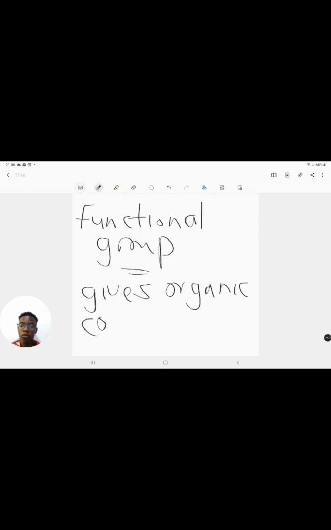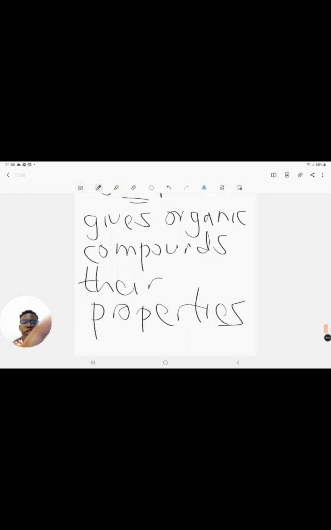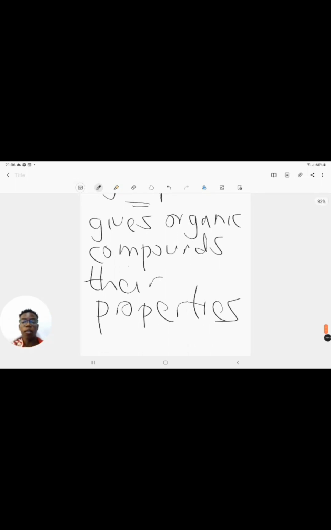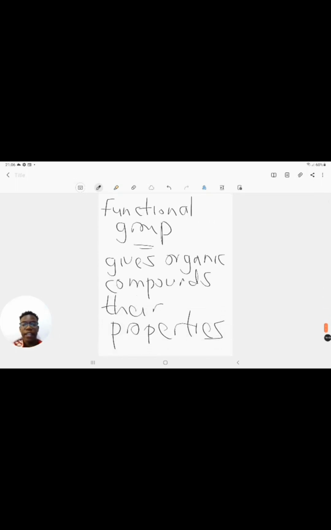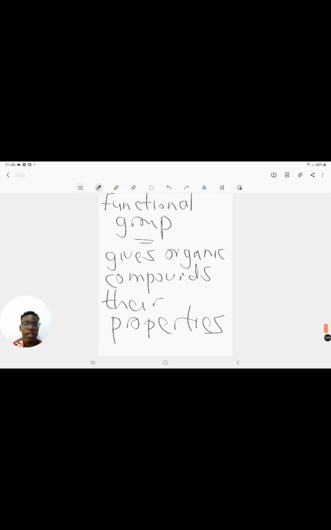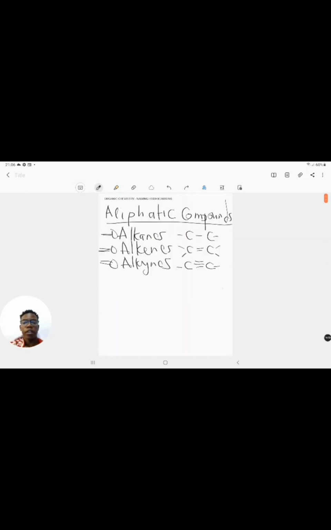I will explain this in more detail just now. Functional groups give organic compounds their chemical properties. A functional group is a group of atoms. If you see that group of atoms, then this entire compound will behave in such a way that it indicates that this functional group is a part of that compound. So for instance, the first and simplest functional groups that we've looked at so far are these three.